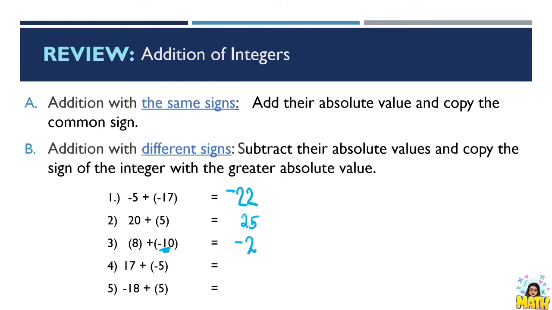Number 4, 17 plus negative 5. Again, they have different signs, so just subtract and copy the sign of the higher absolute value. So this one is positive. Last, number 5, negative 18 plus 5. So different signs, subtract and copy the sign of the higher absolute value. So we'll have negative 13. I hope na-master na yan because we'll be needing that in subtracting integers.